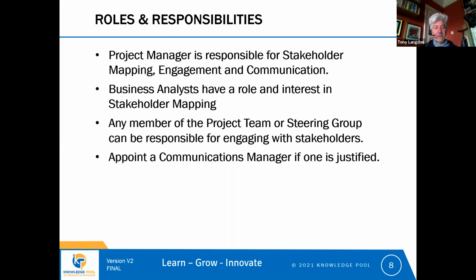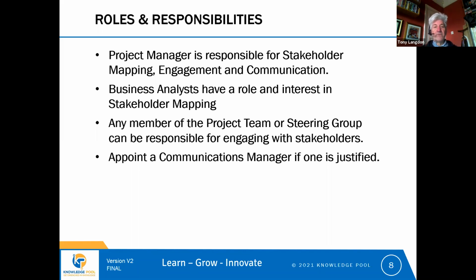And on very large projects, it may be necessary to appoint a communications manager. The role of a communications manager is to manage the communications plan. So they will make sure that all the activities that need to be on the plan are on there, that all of the communications that need to be issued are drafted and reviewed, and that they are sent out at the right time to the right people. So on a very large project, it's not unusual to find that there is a communications manager who works alongside the project manager to make sure that all of the messages coming out of the project do so correctly.